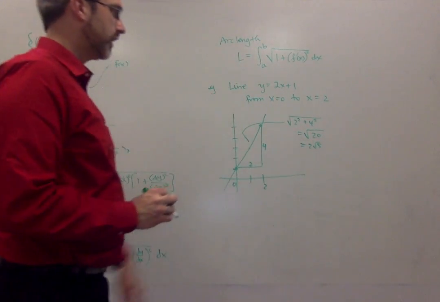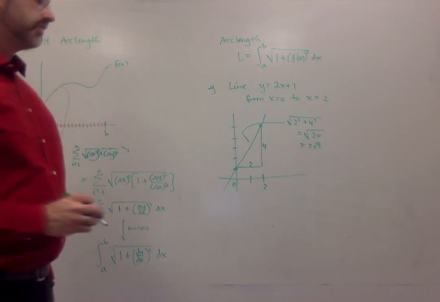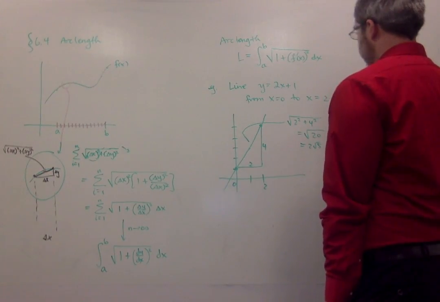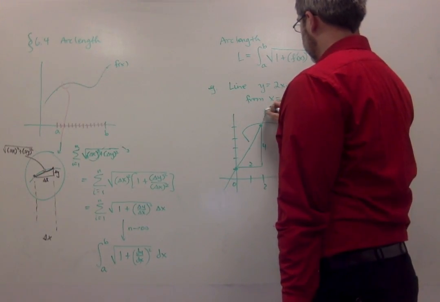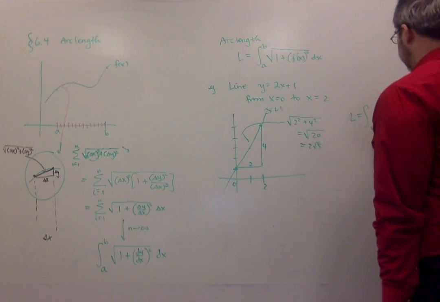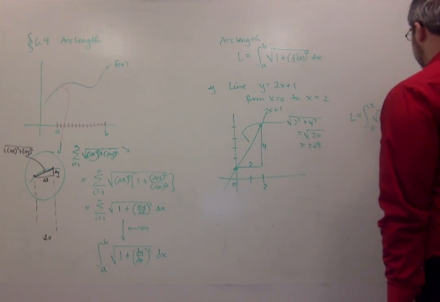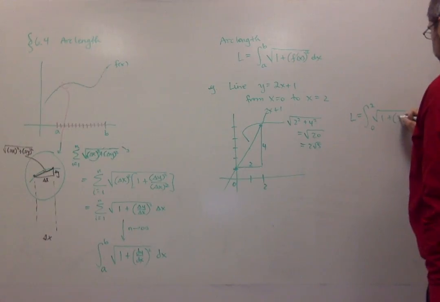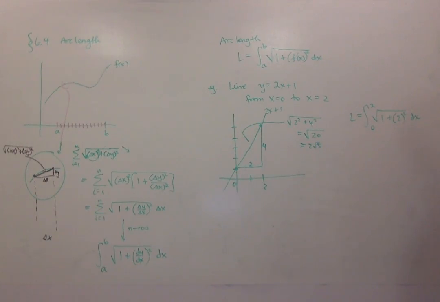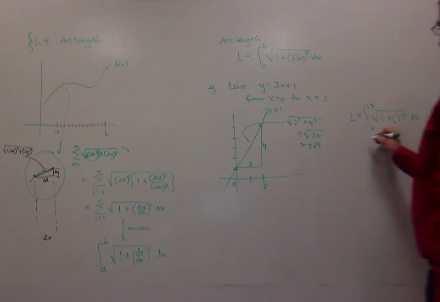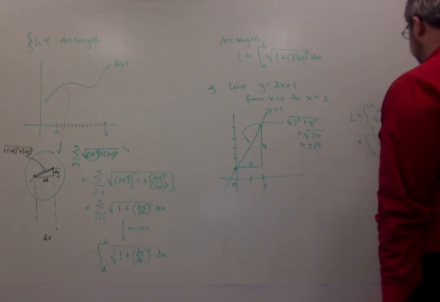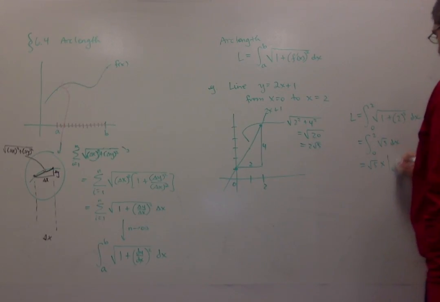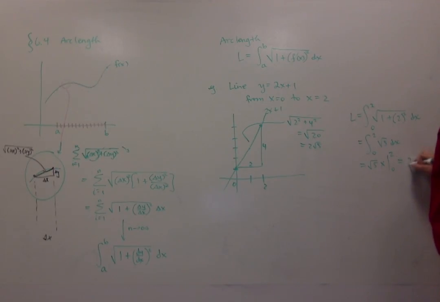Let's see if our formula gives us that same length. Okay? So our formula would say the length of that function, 2x plus 1, from 0 to 2, what we do is we integrate from 0 to 2 the square root of 1 plus the derivative squared. Now the derivative is 2, so we're just going to take 1 plus 2 squared. That's the integral from 0 to 2 of the square root of 5. Square root of 5 is just a number, so its integral would be square root of 5 x. And when I plug in 2, I get 2 root 5.